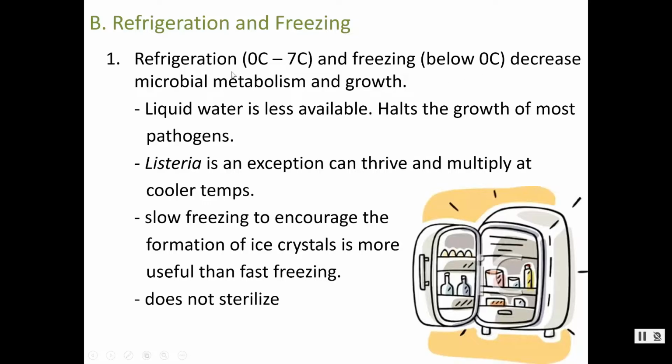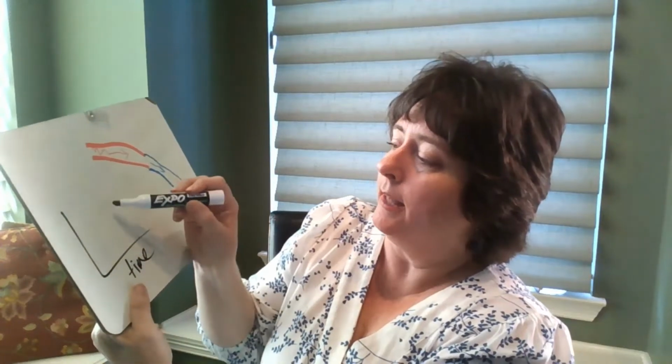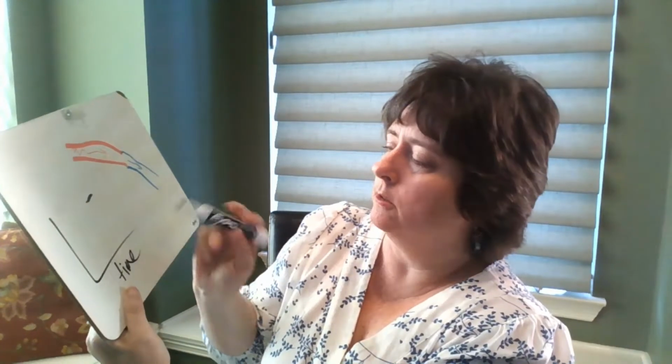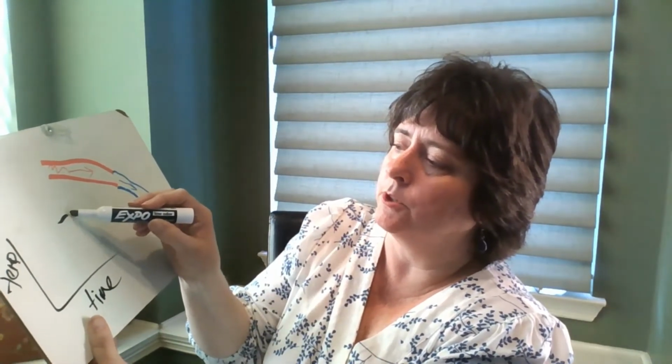When we're talking about refrigeration, what we're doing there is we're just slowing down metabolism. Do you remember our metabolic growth curve? Here, I'll go back and draw it for you. So we talked about bacteria growth over time, and we said that bacteria had an optimum growth temperature. Temperature's over here, and this is time, and it has an optimum growth temperature.